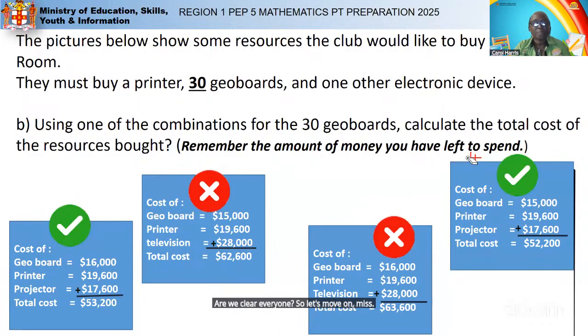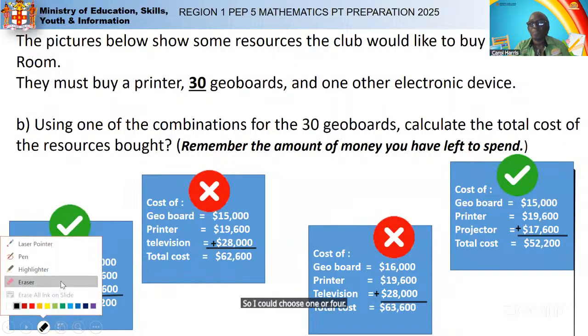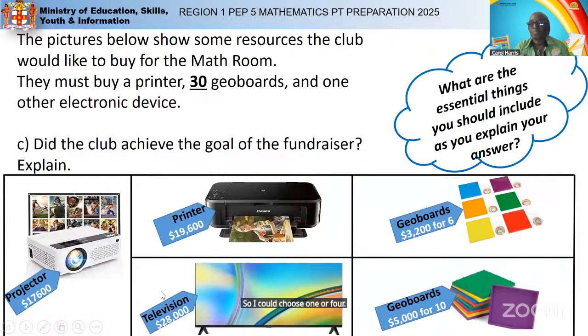So there you have it. The choices could be 1 or 4. And John Mills is saying the same because it's above the amount of money we have to spend.